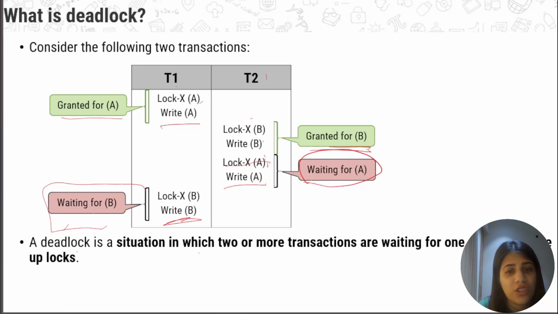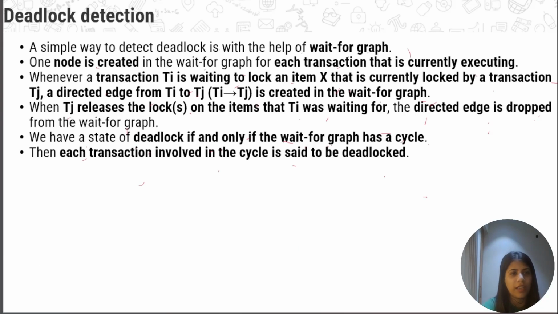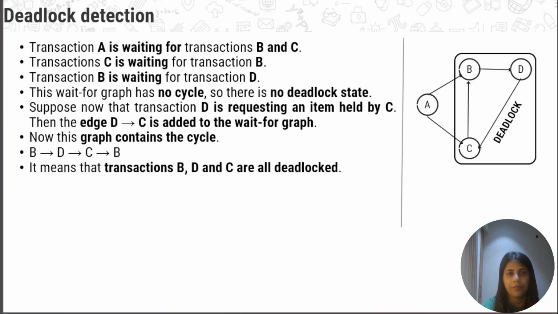So a deadlock is a situation in which two or more transactions are waiting for one another to give up the locks. In such cases it will be a deadlock situation because there is no way out. Let's see this with an example over here. A transaction A over here is waiting for transactions B and C. So that's why we have drawn the edges over here and over here.